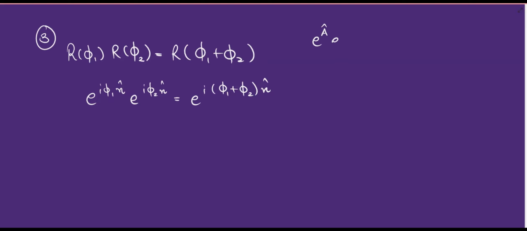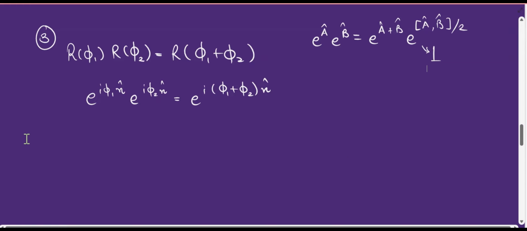e raised to A cap into e raised to B cap will give me e raised to (A cap plus B cap) into e raised to the commutator of A cap, B cap by 2. Now, because this commutator is 0, both A and B being n cap, this factor is just 1. So that is what we used earlier also and now also.